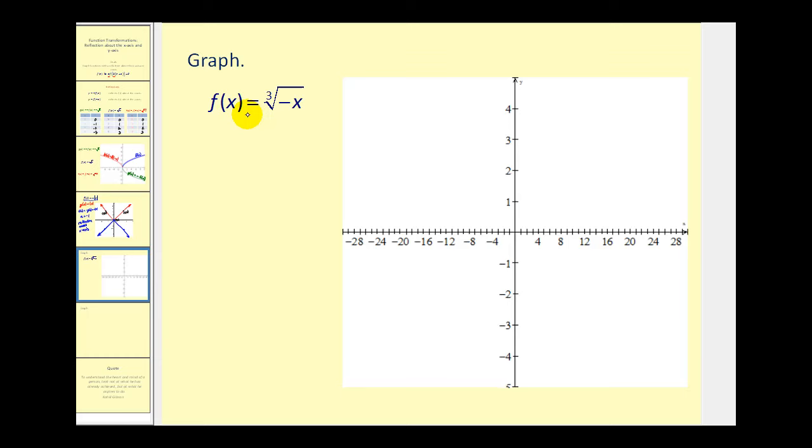And here we have f of x equals the cube root of negative x. So our parent function would be the cube root of x. Now this one may not be quite as obvious as some of the others that we've done. Let's go ahead and sketch this parent graph. If we take the cube root of negative 8, that would be negative 2. So we'll plot the point negative 8, negative 2, 0, 0. And then the cube root of 8 would be 2. Let's find two more points. The cube root of negative 27 would be negative 3, and the cube root of positive 27 is 3. So the parent function looks something like this.